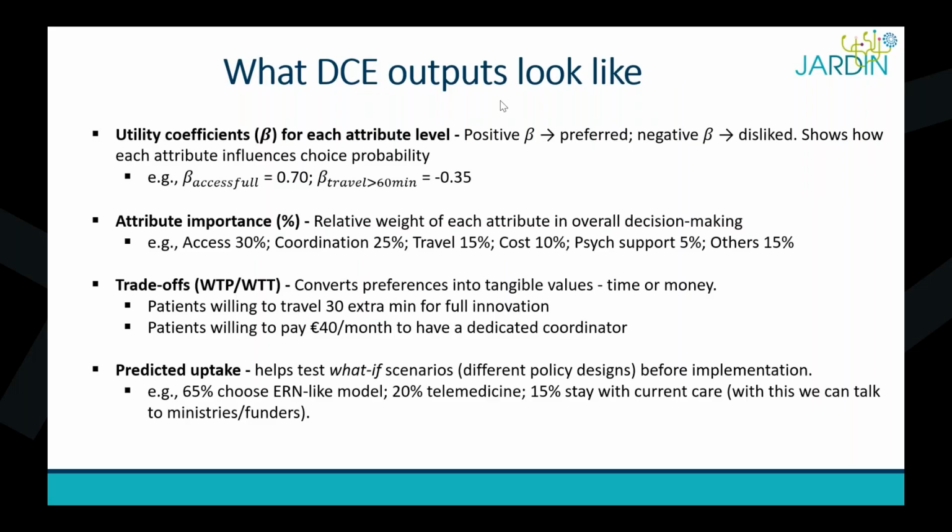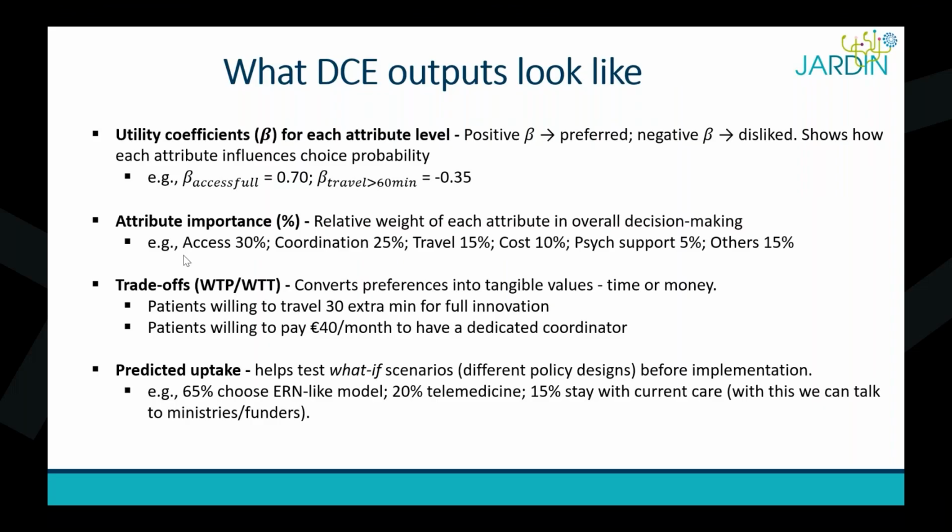And then we rank these characteristics in terms of percentages, like, okay, 30%, 25%. So, access to innovation is the number one ranked characteristic, so it's the most important. So we can get this kind of information from this type of analysis.